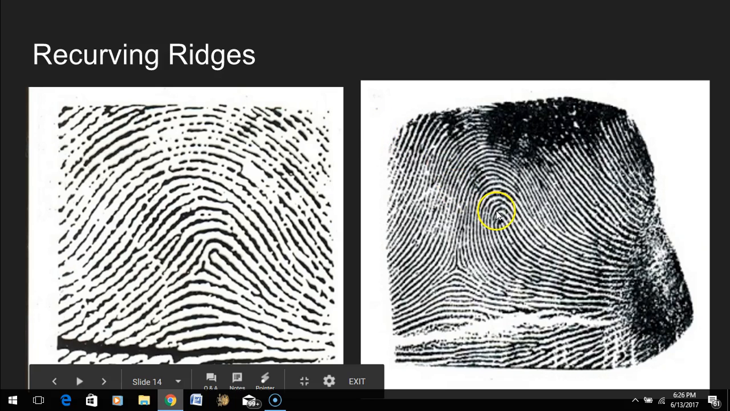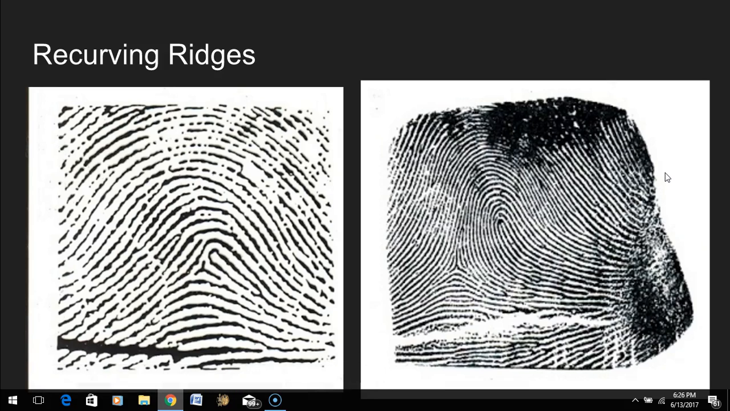The ones we want to look at first are the innermost recurving ridges. And the reason for that is later on we're going to talk about what constitutes a fingerprint's core. And the fingerprint core is going to be found either on or within the innermost good recurve. And so we need to find the innermost good recurve.